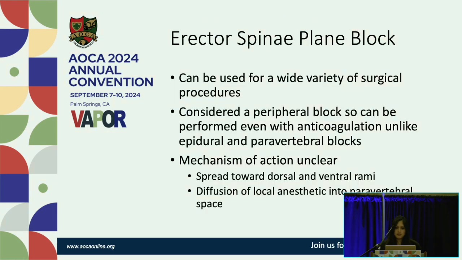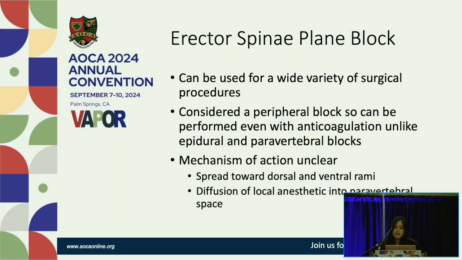The last block I want to go over is the erector spinae plane block. The erector spinae comprises a group of muscles, including the iliocostalis, longissimus, and spinalis muscles, and they run bilaterally from the skull to the pelvis and sacral region, and from the spinous process to the transverse processes extending to the ribs.